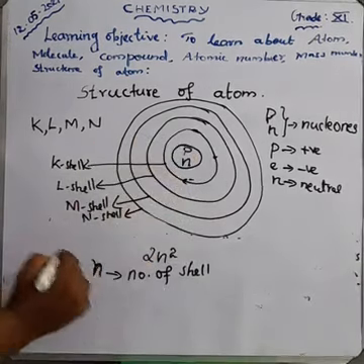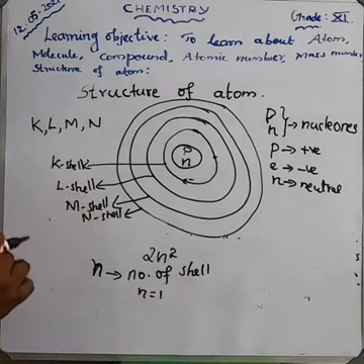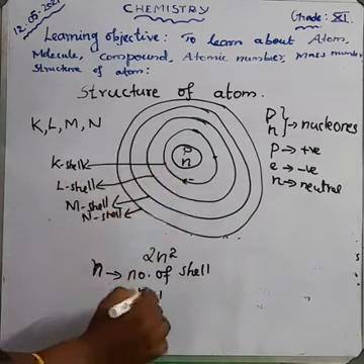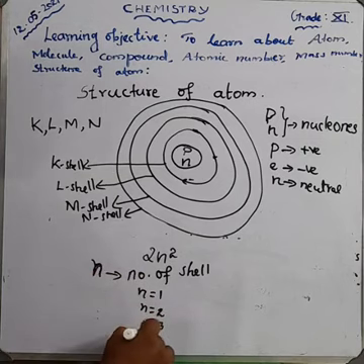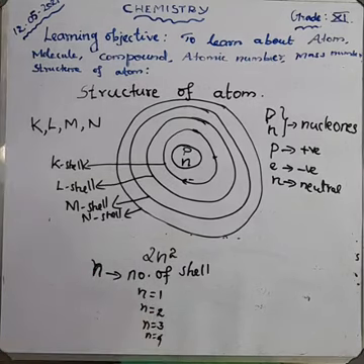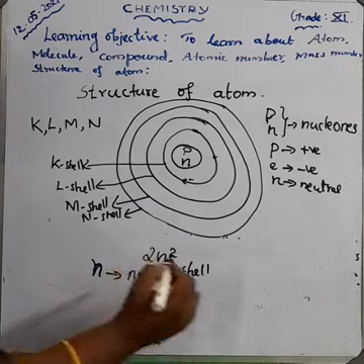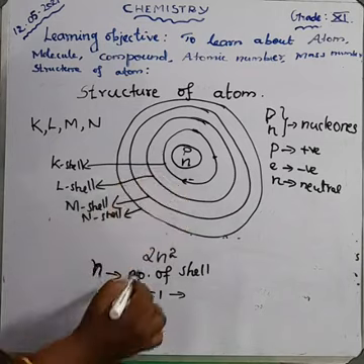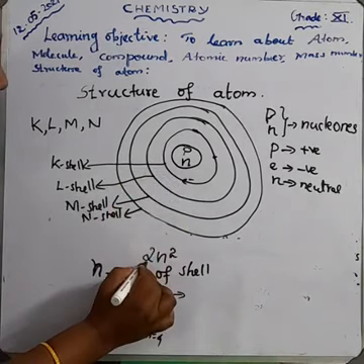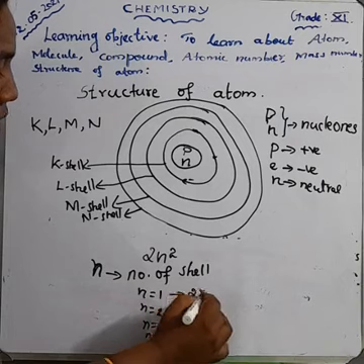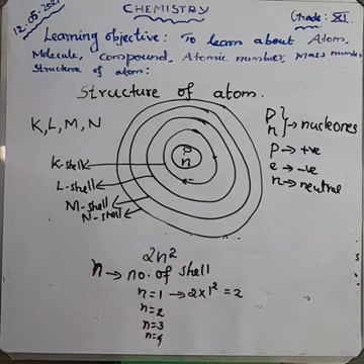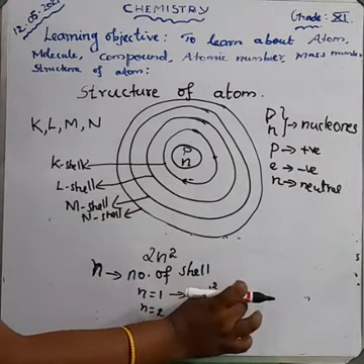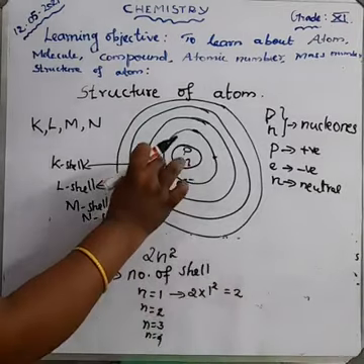n equal to 1 means the first shell. The second shell means n is equal to 2, the third shell means n is equal to 3, and the fourth shell means n is equal to 4. So for the first orbit, n is equal to 1, and the formula is 2n square. 2 into 1 square is equal to 2. So in the first orbit we can occupy only 2 electrons.